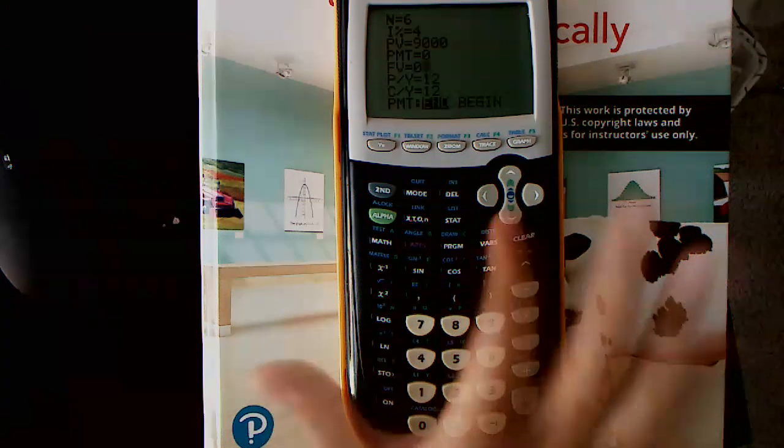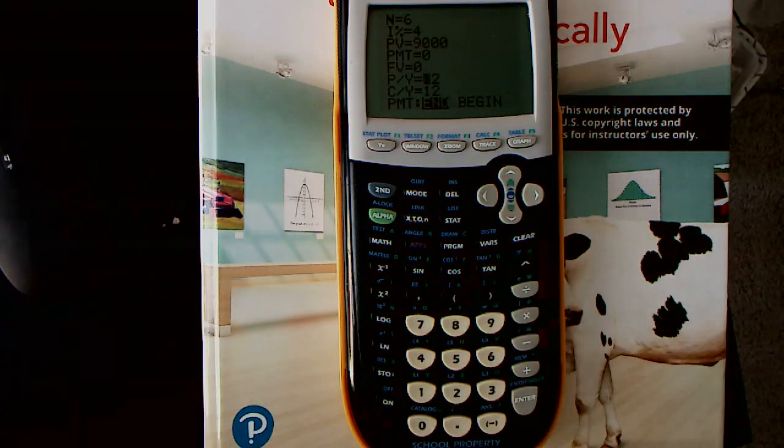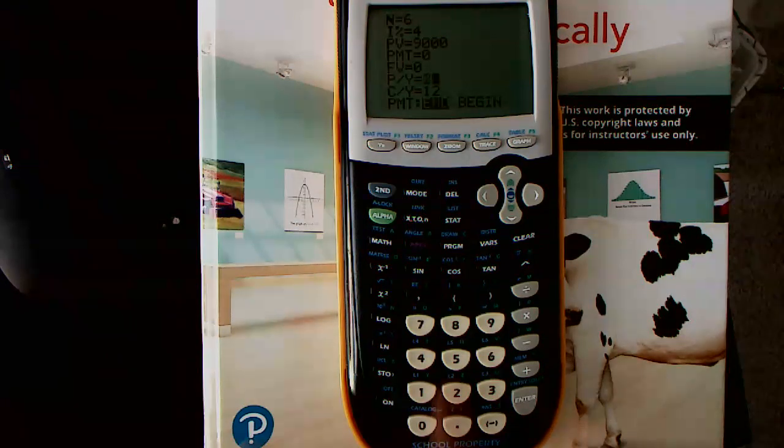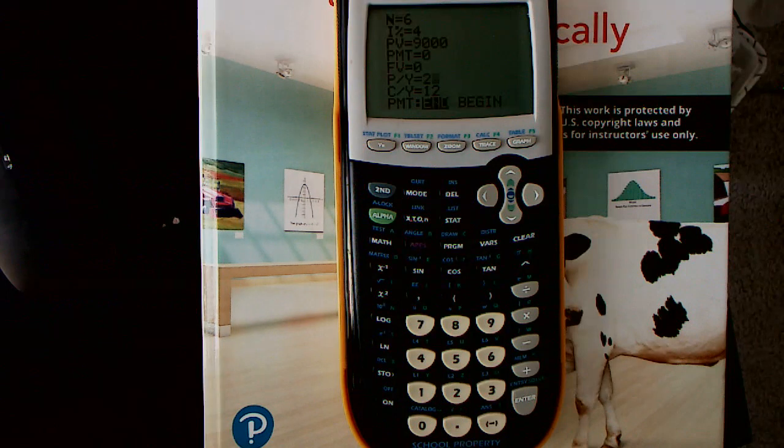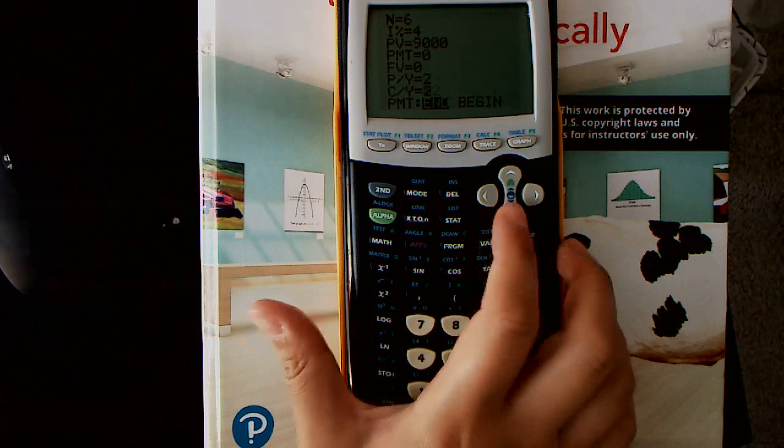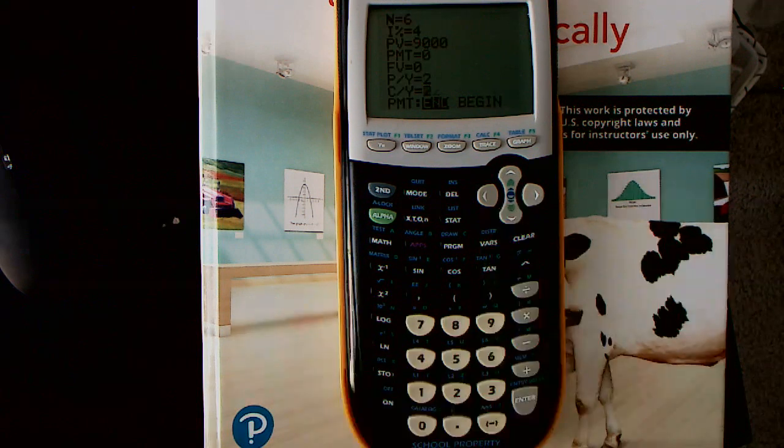And now, very, very important. Do you see P per Y and C per Y? P per Y is the number of payments every year, so don't worry about that. C per Y is the number of compounding periods every year. Since it's semi-annually, it is 2, twice a year.